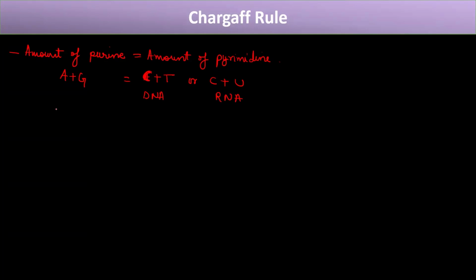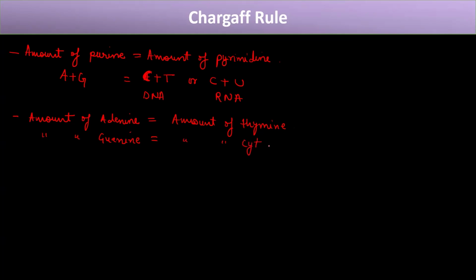The second thing is amount of adenine, because we know adenine is pairing with thymine, right? So amount of adenine equals amount of thymine if it is DNA, and if it is RNA, it will be equal to amount of uracil. Now, we know guanine pairs with cytosine, so the amount of guanine will be equal to amount of cytosine.